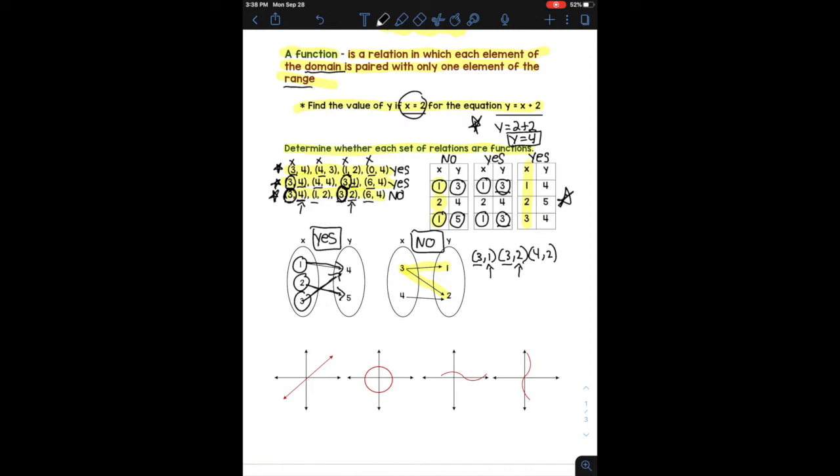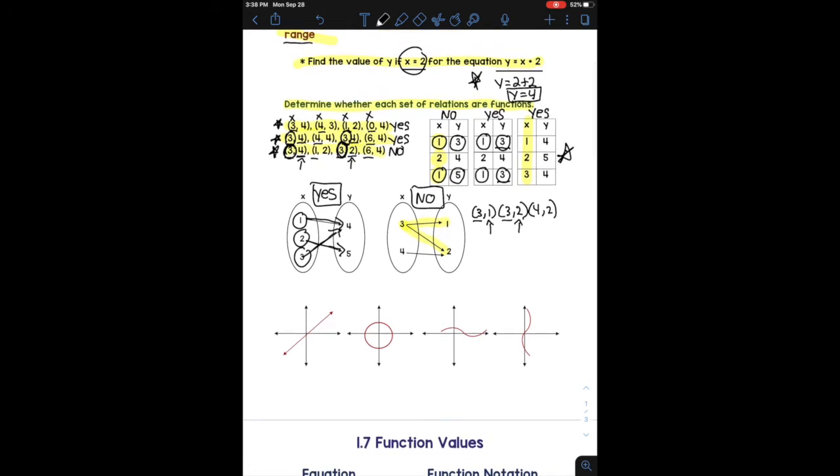When we're dealing with ordered pairs, tables, and mappings, the idea is pretty much the same in testing whether it's a function or not, looking for repeating x values. However, when we look at the graphs below, it's a little bit different, and we're going to use what's called the vertical line test. This vertical line test helps us figure out whether graphs are functions or not. And if you remember, the vertical line test says if you draw a vertical line anywhere on the graph and it hits the graph more than once, it is not a function.